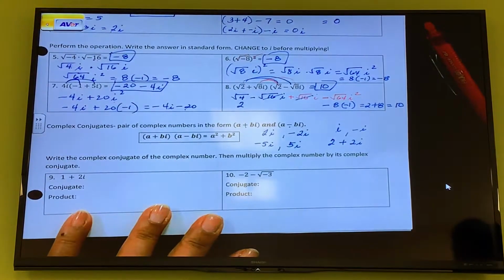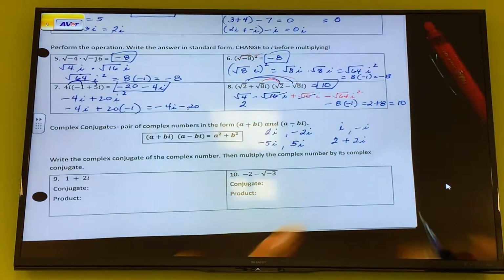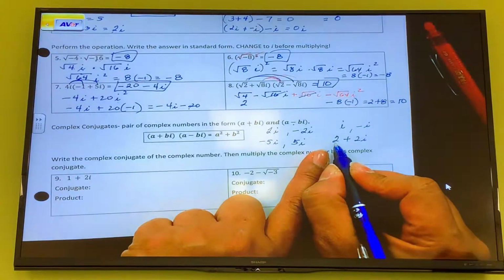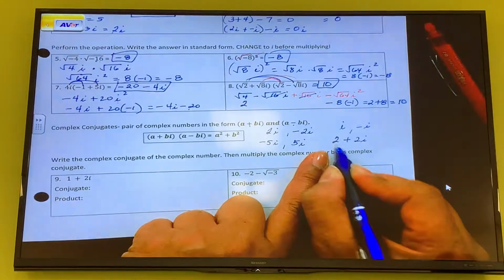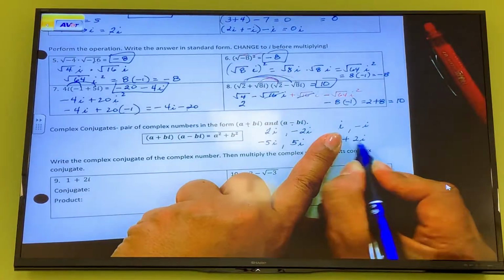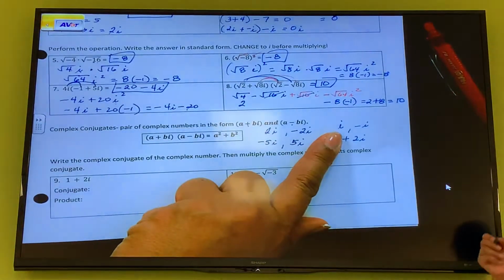Negative minus 2i. Okay, that's the one. If you have a real number, the real number will not change signs. It's the one in front of the i that will just keep on switching to the opposite.